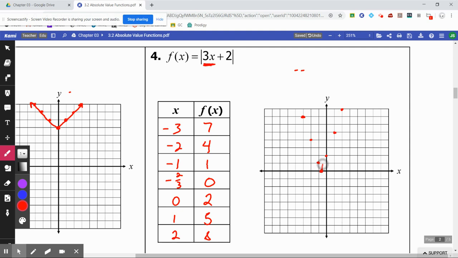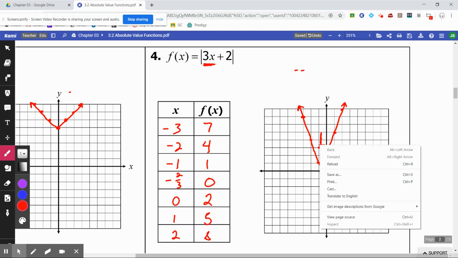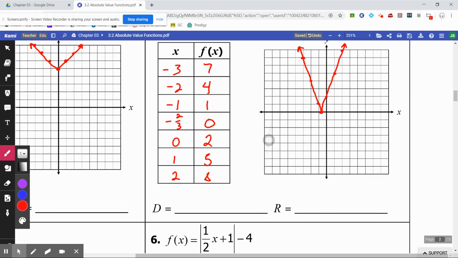So my graph is here, and I missed terribly there. Let's try that again. There. Okay, and your line of symmetry for that graph would be kind of over here, but you still can see it has that symmetrical quality. Number 5.